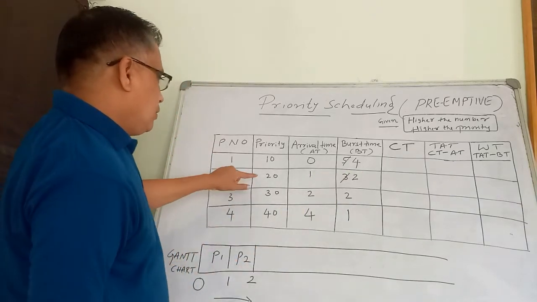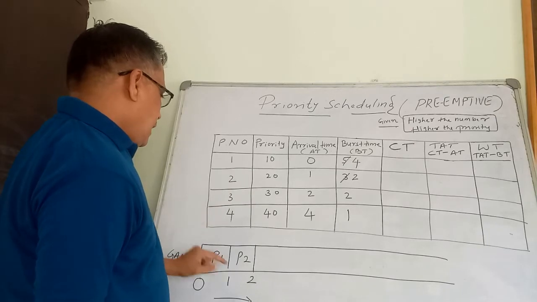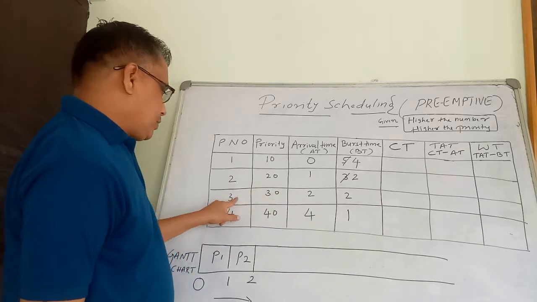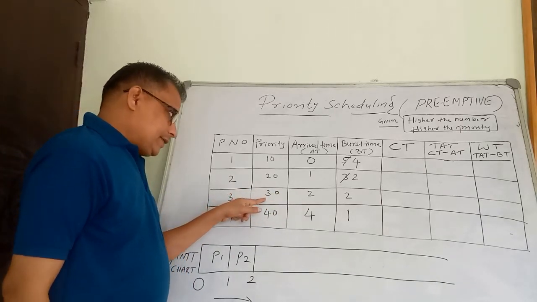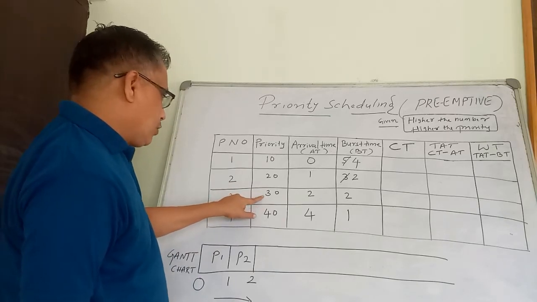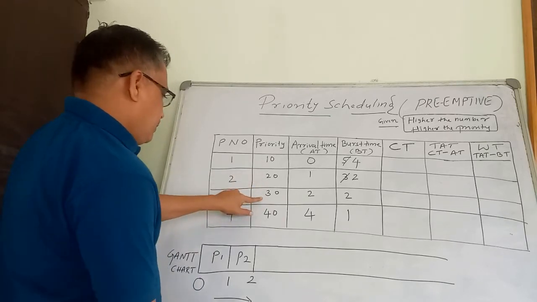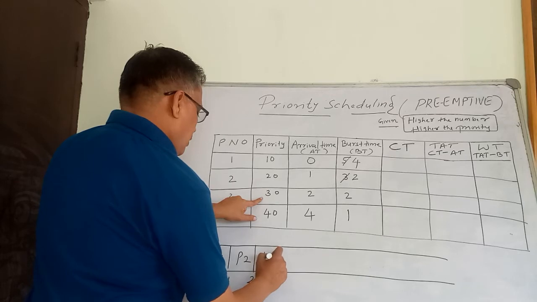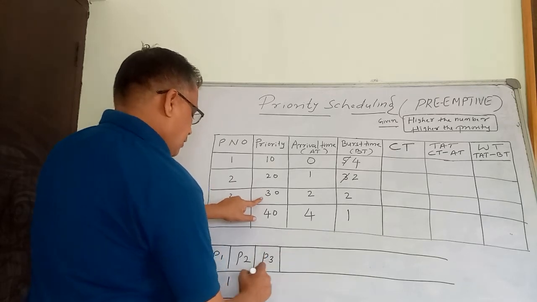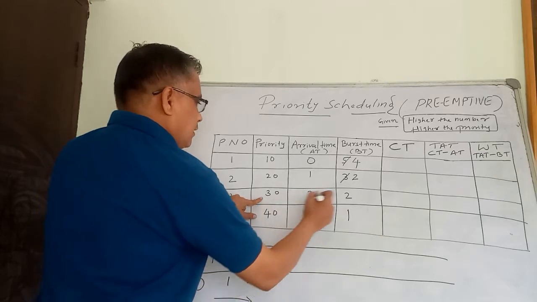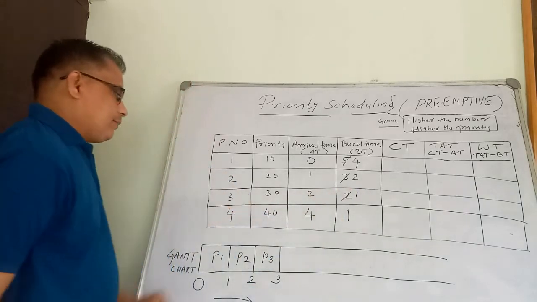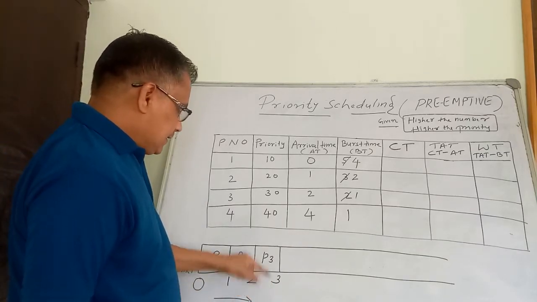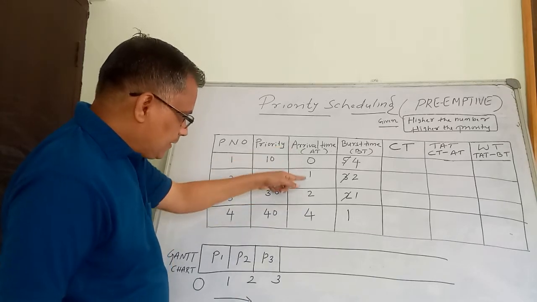Now very important. At 2 seconds, again, is there any process that arrives? Yes, P3 process arrives. Its priority is 30. It is more than process 2 and process 1. Obviously, you have to schedule P3 for 1 second. 2 plus 1, 3. That means 1 is remaining there. Then at 3 seconds, are any processes arrived? See the arrival time.